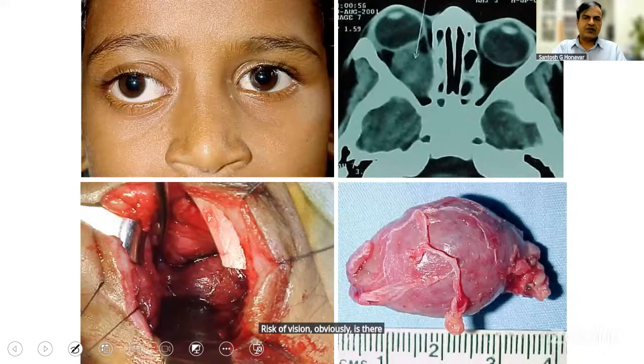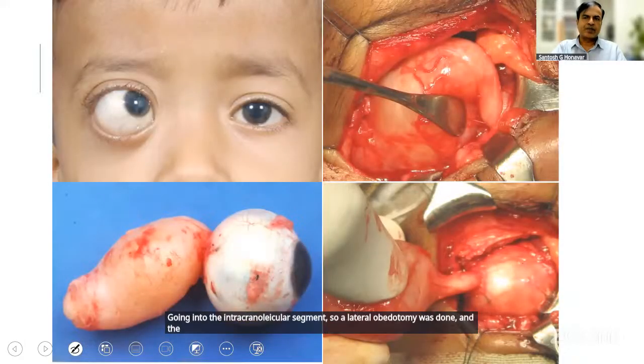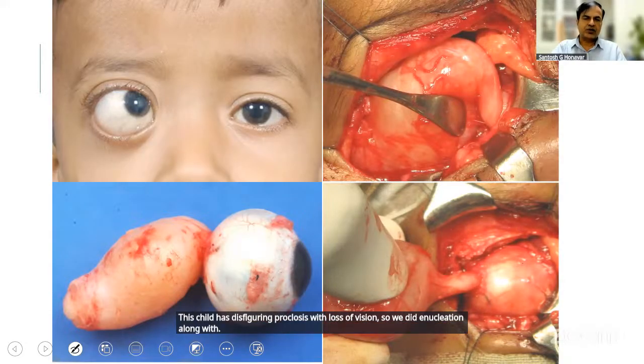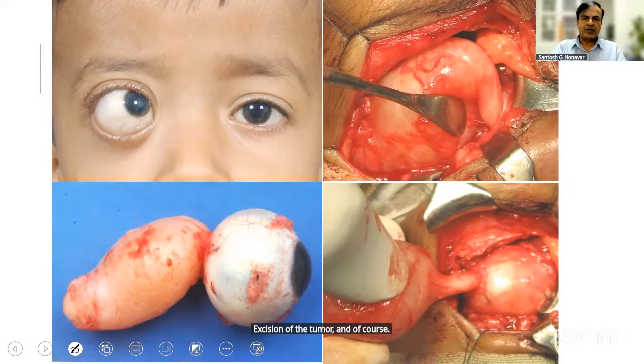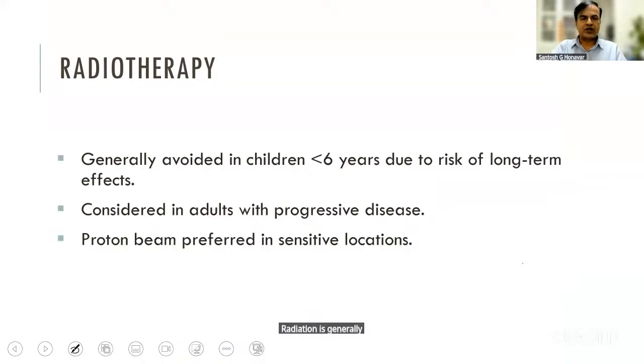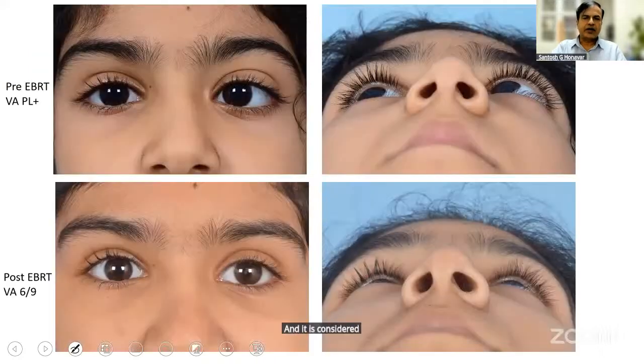This is a child where there was no vision and it was going into the intracanalicular segment, so a lateral orbitotomy was done and the tumor was excised. This child has disfiguring proptosis with loss of vision, so we did enucleation along with excision of the tumor, and of course the child could be rehabilitated with a custom ocular prosthesis. Radiation is generally avoided in children under 6 years of age, and it is considered for adult optic nerve glioma.